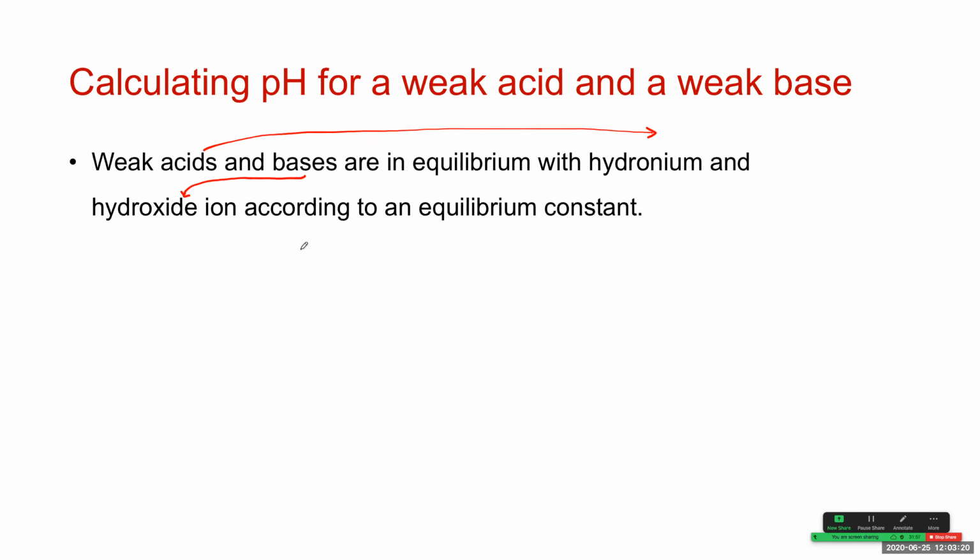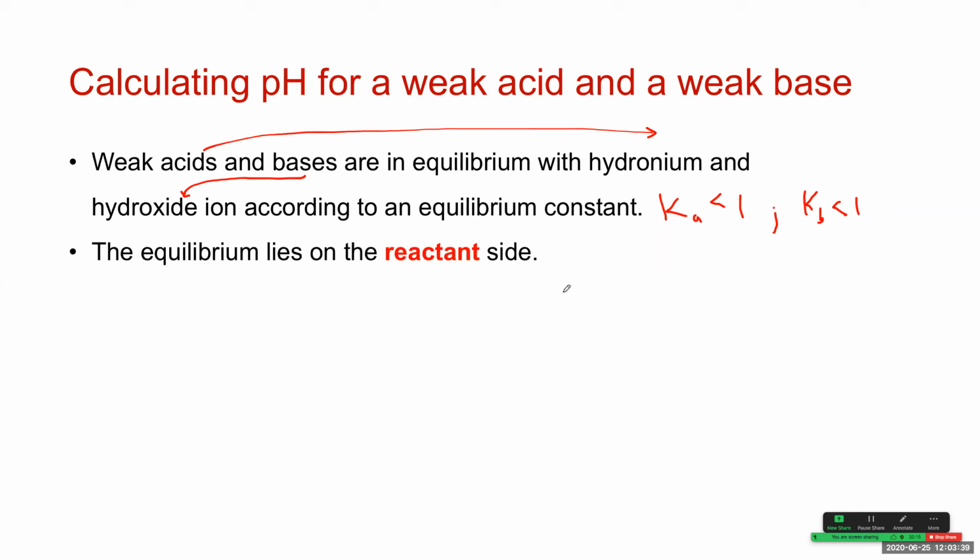So in the case of a weak acid and weak base, we use a Ka for the acid. It's going to be less than 1. And for the base, the Kb is going to be less than 1. Thus, the equilibrium lies on the reactant side.